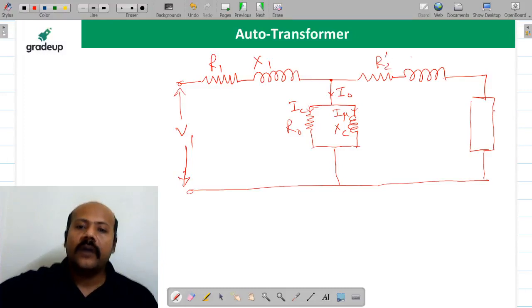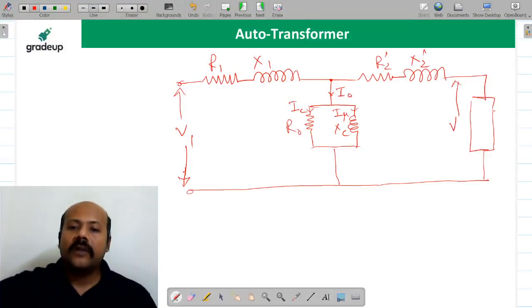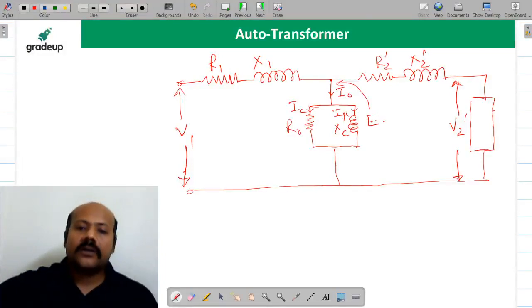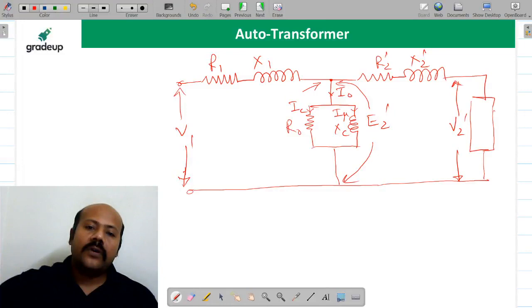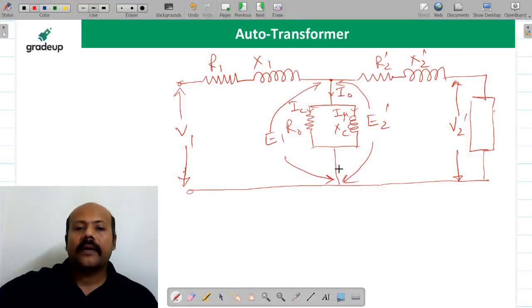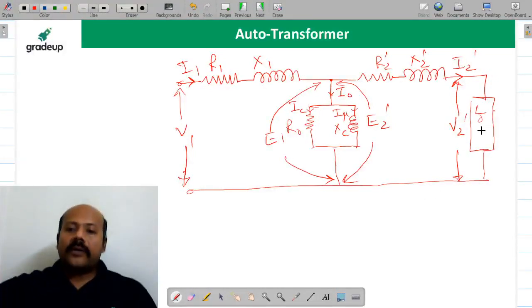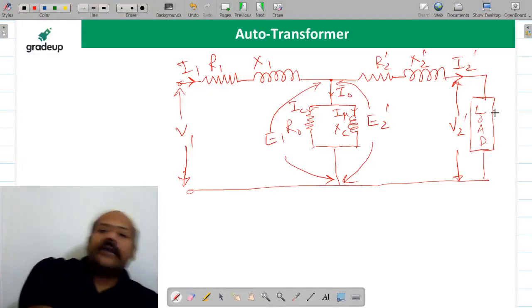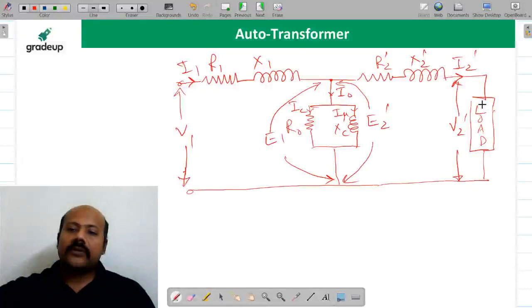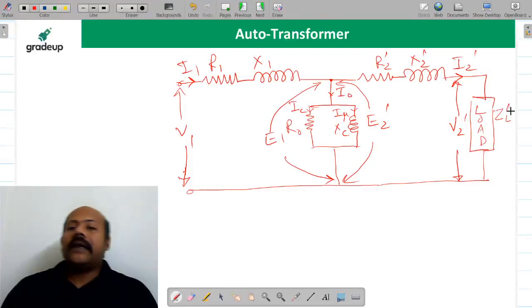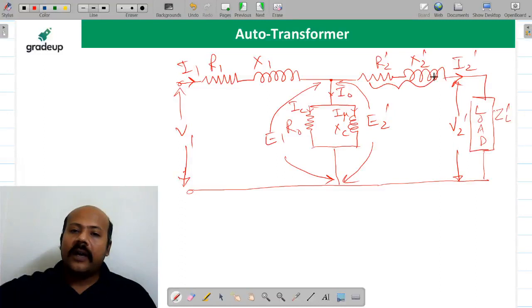This is going to be R2 dash, X2 dash. This terminal voltage is going to be V2 dash. This voltage we are calling as E2 dash, and this voltage we are calling as E1. This current we are calling as I1, and this current we are calling as I2 dash. And this is your load, and obviously if you are referring the secondary side to the primary side, it means you are also referring the load. So suppose this load is ZL, so you have to use ZL dash. Now what is ZL dash? That is very important, and we call it Z2 dash also. Now what is Z2 dash and ZL dash? Please try to understand.